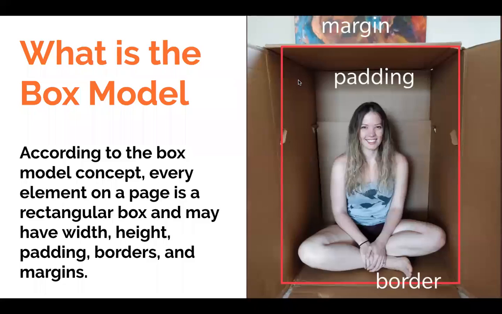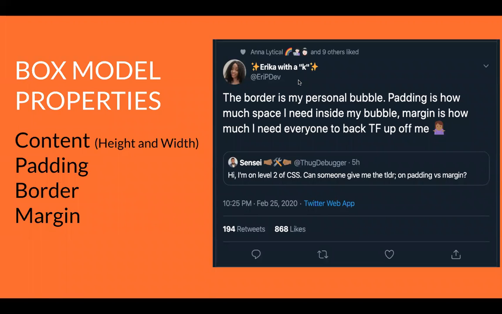If you see this tweet, this lady really explained in her own way what padding, border, and margin are. She says the border is my personal bubble, that red line. Padding is how much space I need inside my bubble, from the border. And margin is how much I need everyone to back up from me.